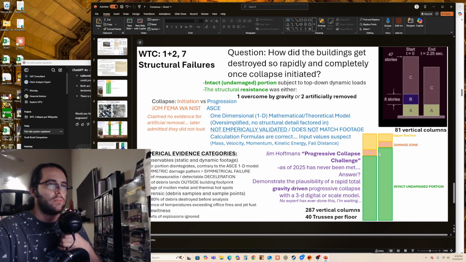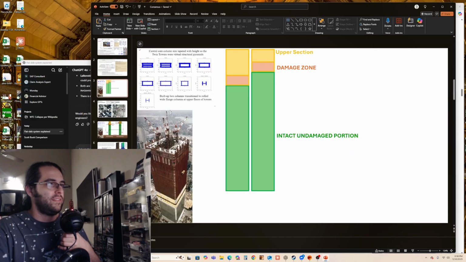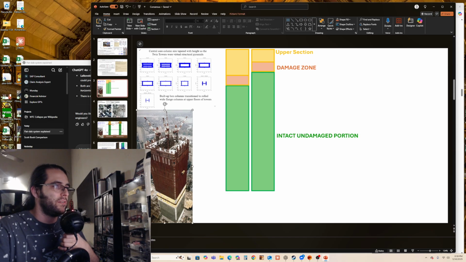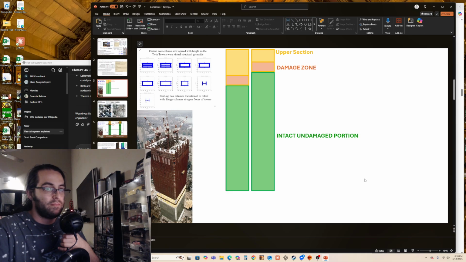The plane impacts describe why collapse initiated. It doesn't explain why an intact upper section damaged by fire, so it should be weaker, and it's weaker in terms of the strength of the steel, would rapidly pulverize the entire intact undamaged portion. All this portion right here. Take a chunk of this, drop it on top, and everything just blows up. Is that normal?